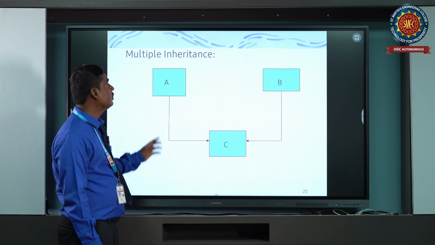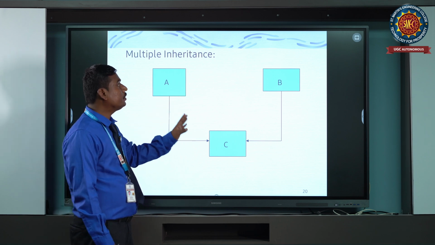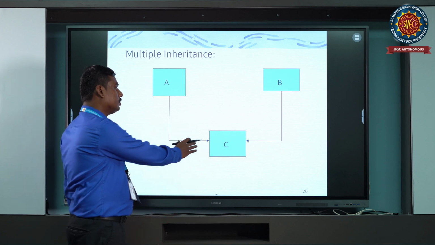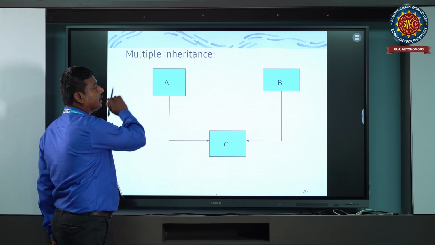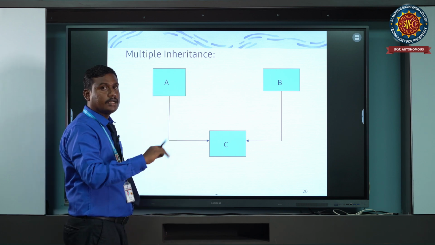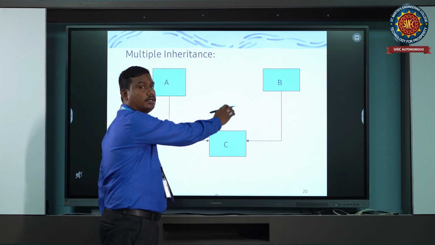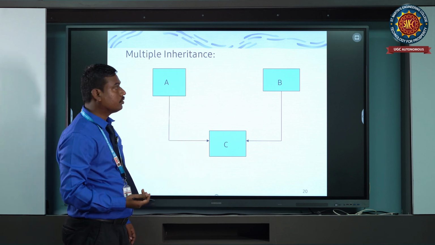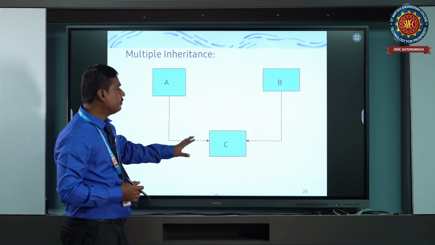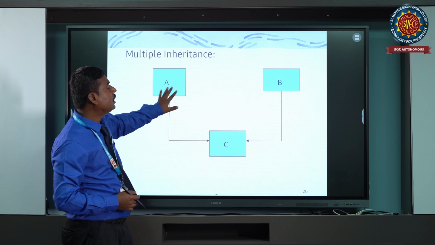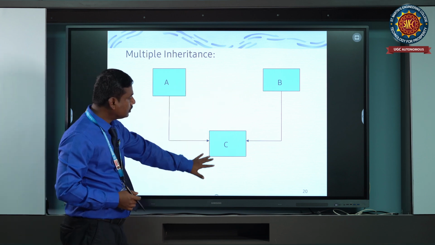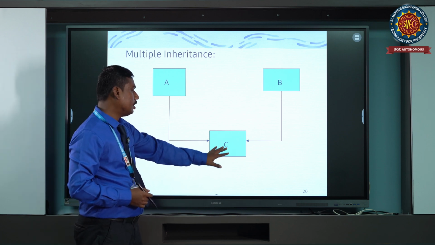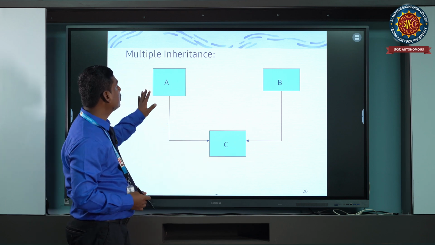In multiple inheritance, we have to know how to access the different classes' data and functions from the new inherited C class. For example, A class has its own data and functions, B class also has its own data and functions, and C class also has its own data and functions. But using multiple inheritance, we can access both A class and B class data and attributes along with C's own data and attributes, and we can execute them through the class object in the C class. This is multiple inheritance.